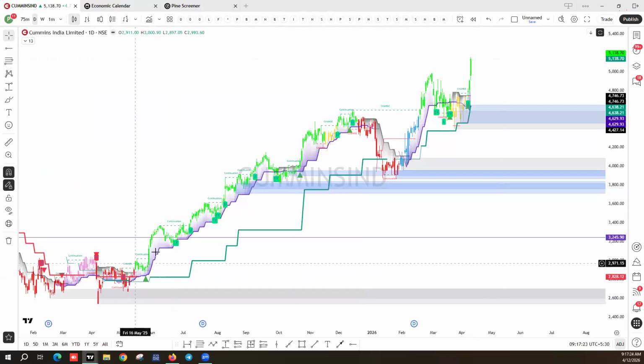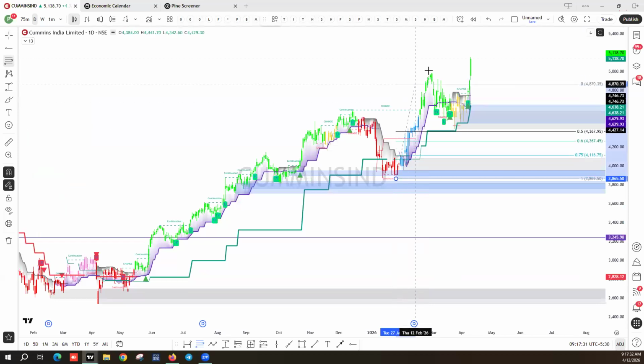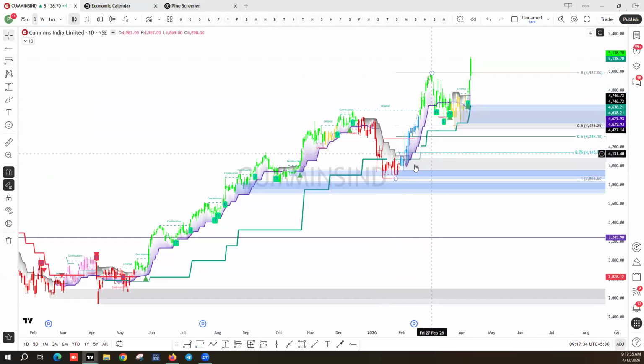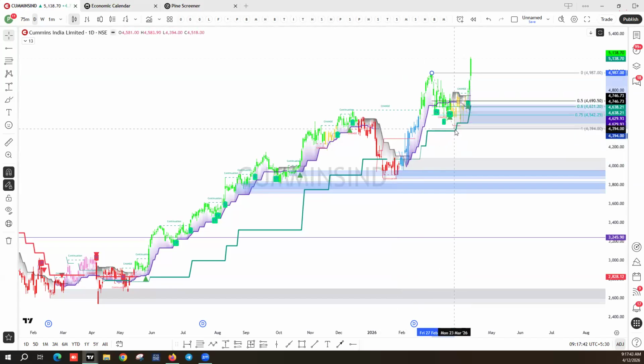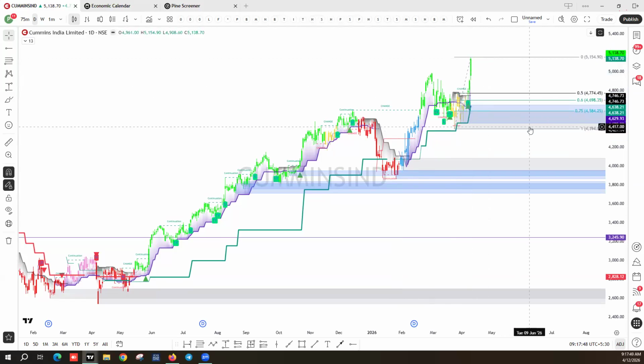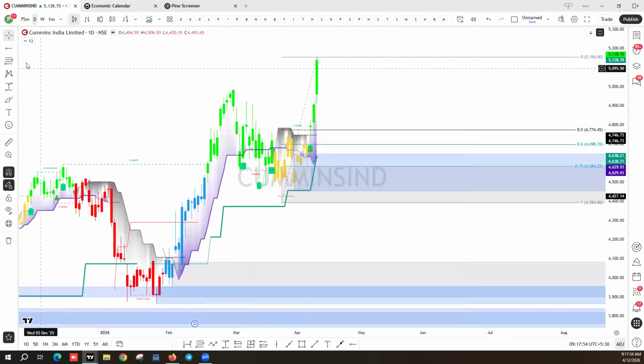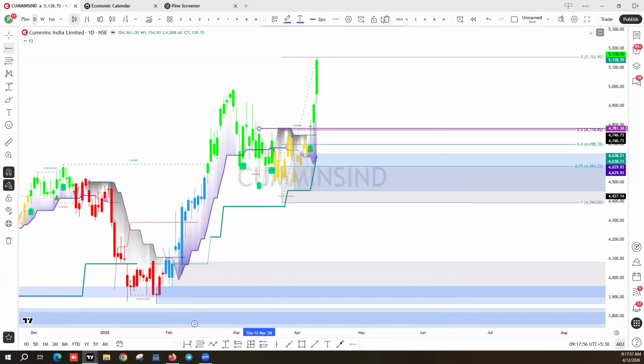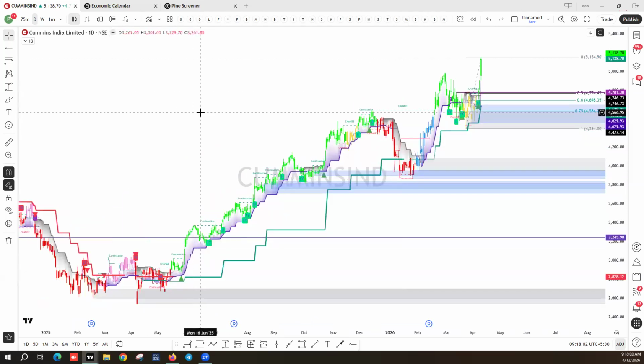Cummins India. So it turned green here, went up nicely, had some downfall, turned green, gave a retracement. How much was this retracement? So exactly 50% retracement. From this low to this high, it gave exactly 50% retracement. Has gone up again. So I expect one more retracement, at least 50% retracement. So I will place an alert around this, which is slightly above the 50% retracement. When it comes, I will check.